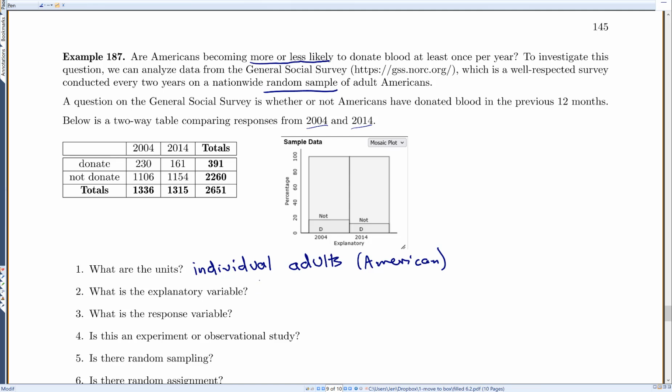So the explanatory variable is whether it is 2004 or 2014. So you can write, this is your explanatory variable, this is your response variable. In section 6.1, we said it doesn't matter which way you put the explanatory variable, if it's the columns or the rows. However, to use the applet, you do need your explanatory variable in the columns. And the response variable is whether or not they donate.